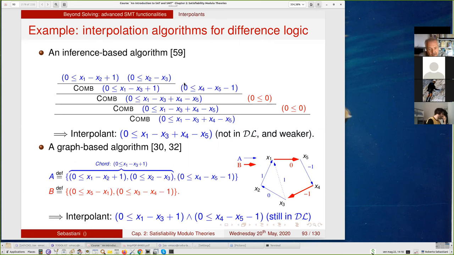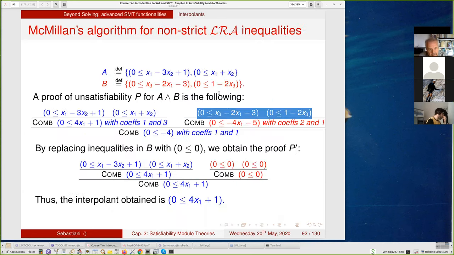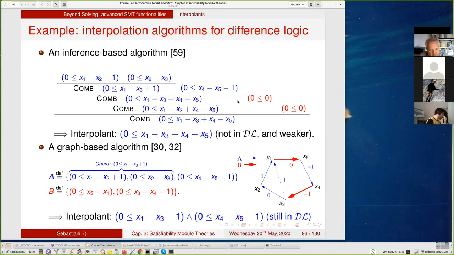And we can apply the resolution step. I don't have the original ones here. Okay, so consider those three constraints here, okay? And two red constraints here. They represent a cycle, a negative cycle. So they are mutually inconsistent because they represent a negative cycle here. Okay. So the blue ones are the A and the red ones are the B.